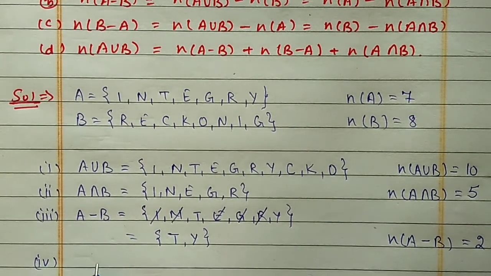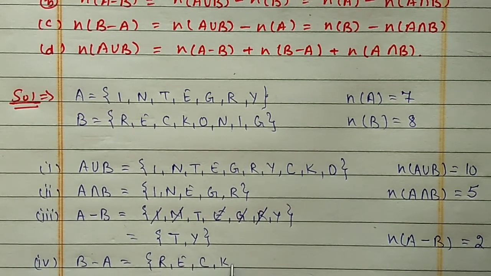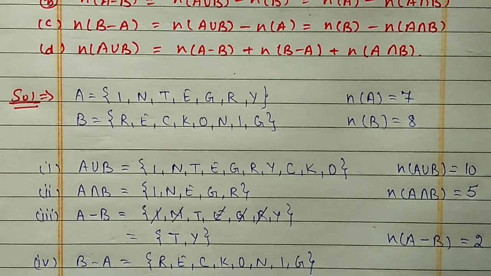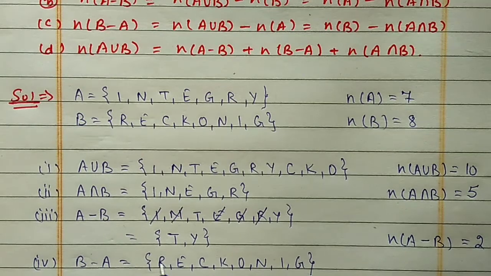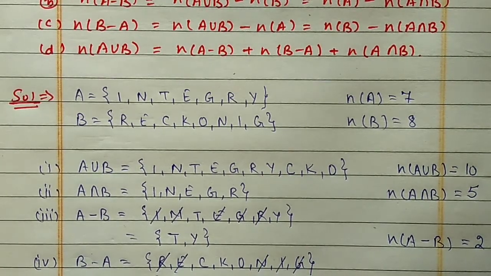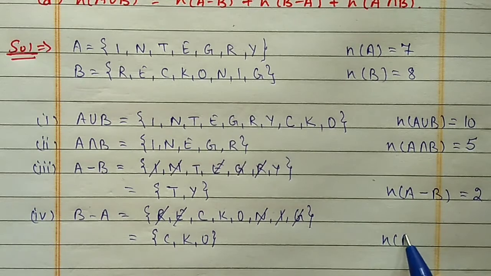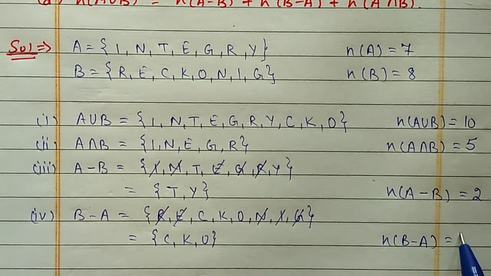Fourth, we have to find out B difference A. So write B, and scratch out the elements of A which are also in B. So R is there, E is there, then N is there, I is there, and G is there. So C, K and O are left over. So the cardinal number of B difference A is 3.